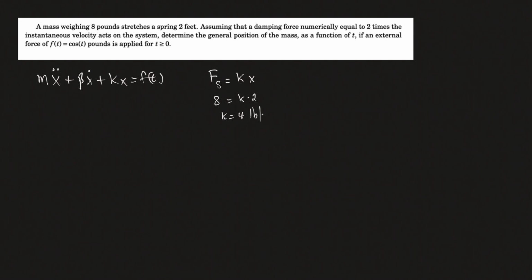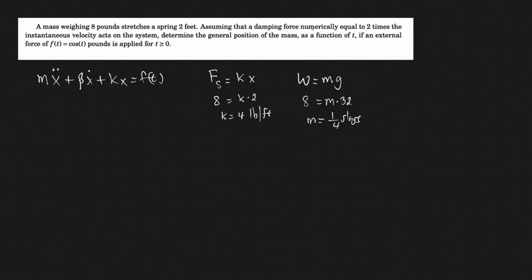It says that the weight of this object is given, so we know that weight is equal to mass times our gravitational constant. Taking the gravitational constant to be 32 feet per second squared, we get that the weight of 8 is equal to our unknown mass times 32. We can divide through by 32, and we'll get that m is 1/4, and our units here would be slugs, right?